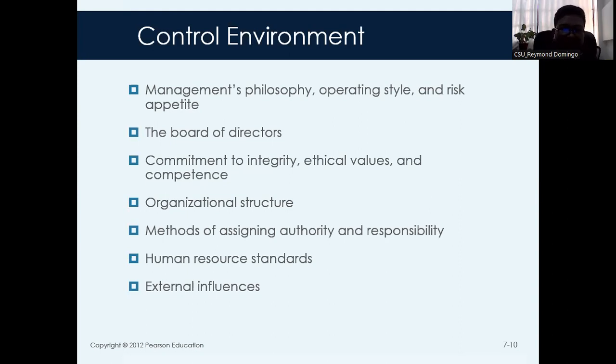Okay. So puntahan natin isa-isa yung mga elements doon sa COSO. Okay, di ba sinabi natin kanina the control environment, pinahapyawan ko na, and eto yung mga specific details about our control environment. Pag sinabi natin control environment, includes the management philosophy, operating style, and risk appetite.